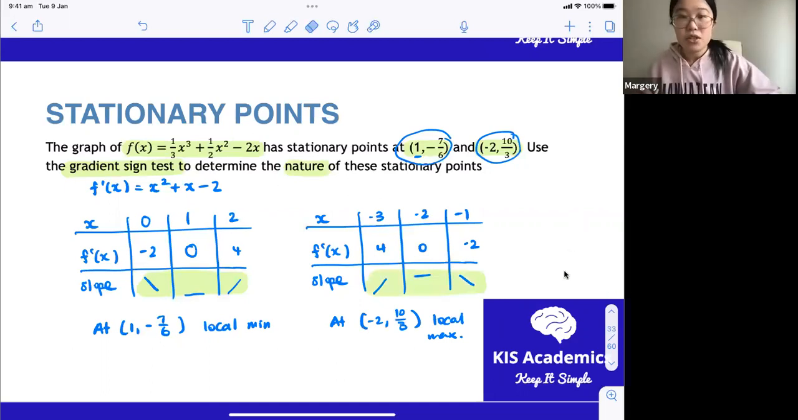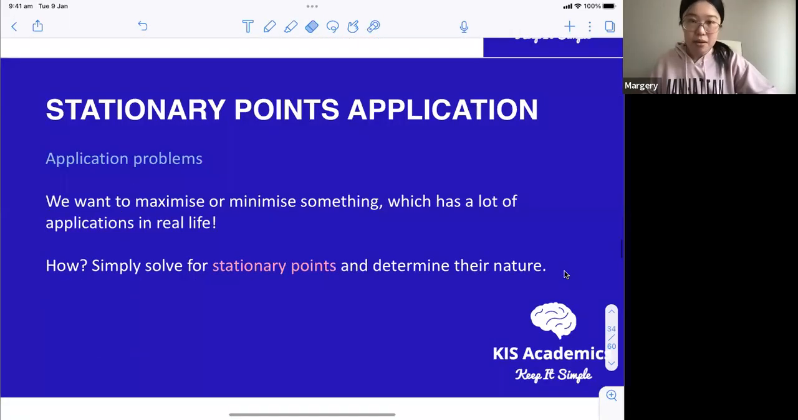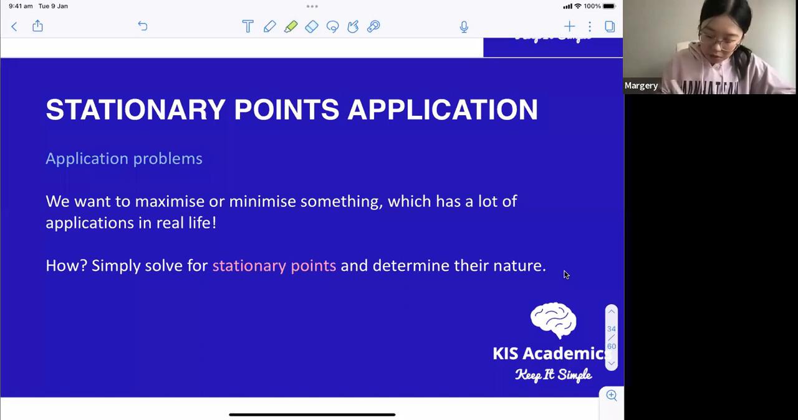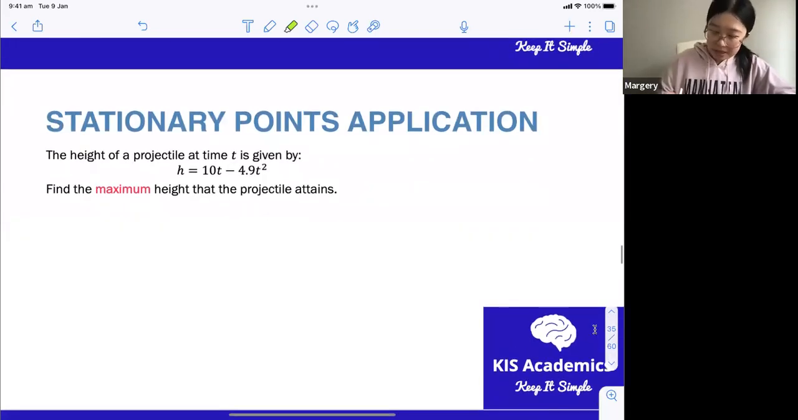Yeah, so that's how we would go about determining the nature of our stationary points once we've actually found them. So now we'll have a look at a question on applications with stationary points. In terms of application problems, we want to maximize or minimize something. And there's quite a few different real life applications for this. So in terms of how we do this, we first solve for our stationary points, and then we determine their nature to see whether we are able to maximize or minimize that. So I'll have a look at an example to put that into context.